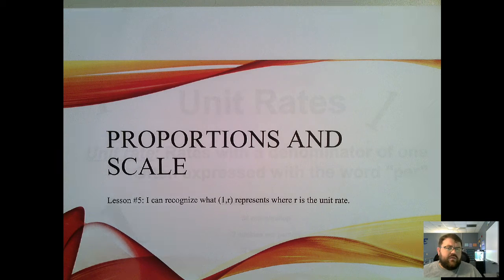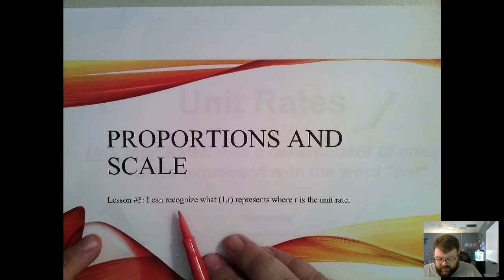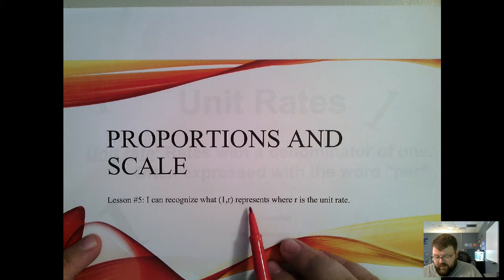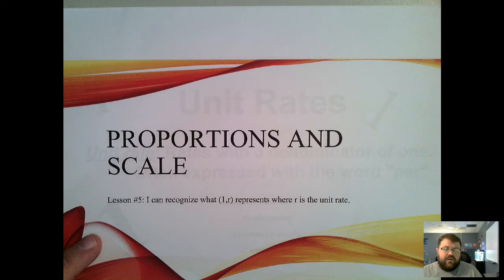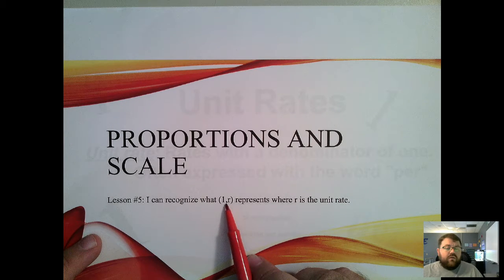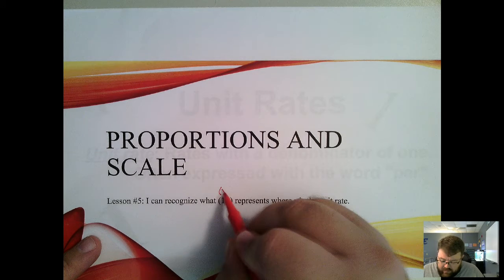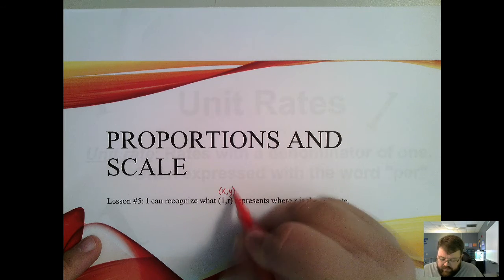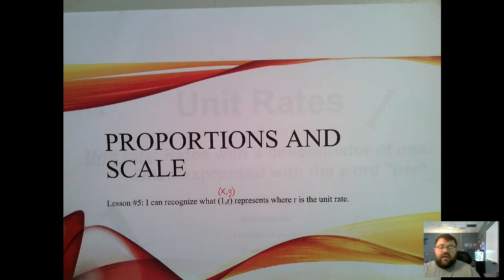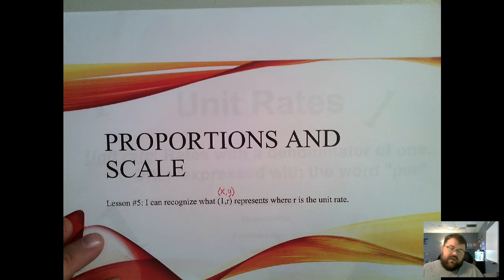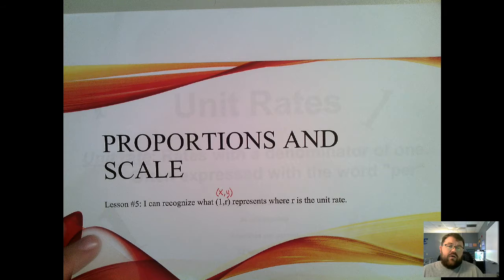Okay, the second learning target for this week is I can recognize what 1R represents, where R is the unit rate. So again, what we need to focus on is 1R. This is an ordered pair. Remember ordered pairs, X comes before Y, just like the alphabet. And whatever the Y value is in our ordered pair is what our unit rate is going to be if X is equal to 1.